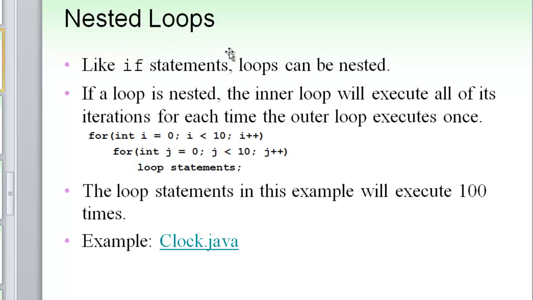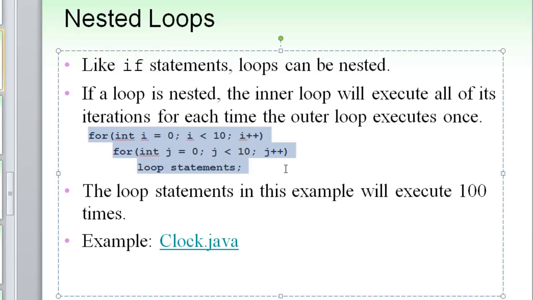And finally, I want to show you a nested loop. The nested loop is when you have a loop inside of a loop, right? So like if statements, loops can be nested also. If a loop's nested, the inner loop will execute all of its iterations for each time the outer loop executes once. For example, since we have this one right here, I would personally put curly braces around it, but this is probably for saving space on the slide.